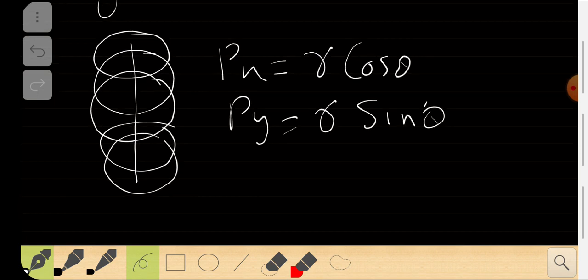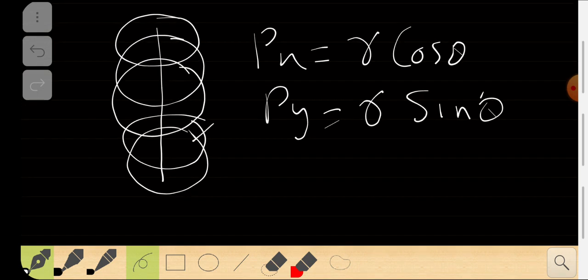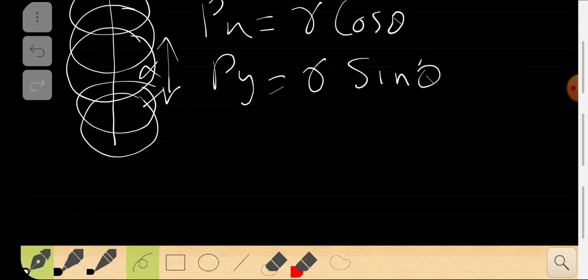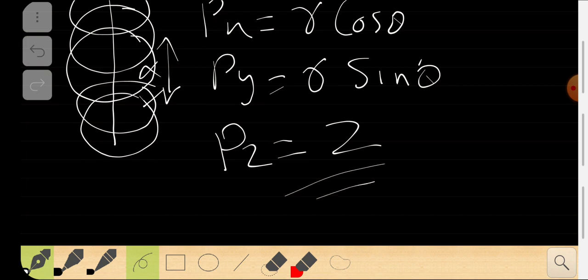And now you have the additional advantage of changing the altitude. You can go up or down. That means there is an additional axis, which is called pz, which is just z. So that's the difference between polar coordinates and the cylindrical coordinate system.